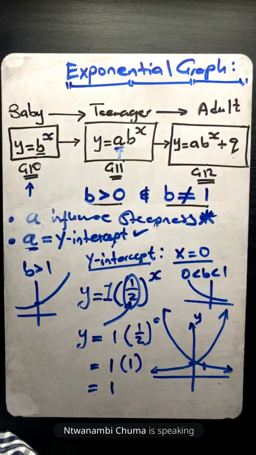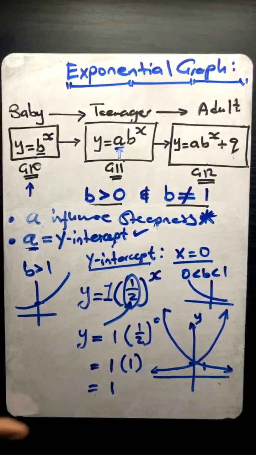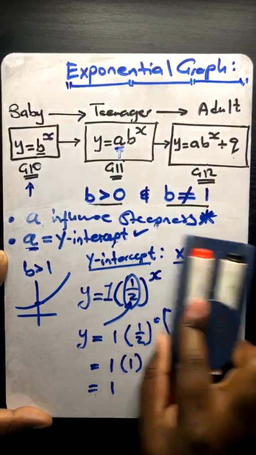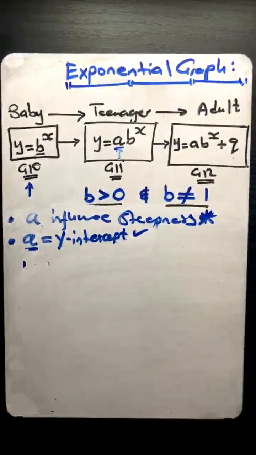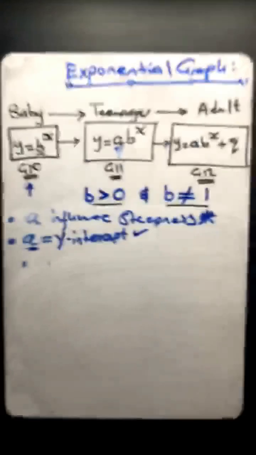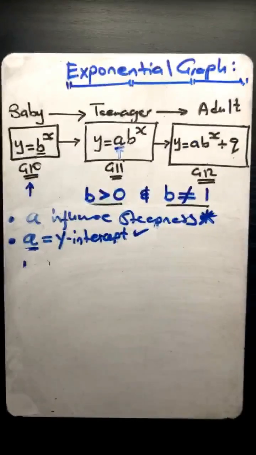Sir, I don't understand the 0 smaller than b smaller than 1. Okay, it's just that I removed that information. Let me write it here so that I can bring it back from time to time. Let's write it down as part of our notes. Very, very important, guys.